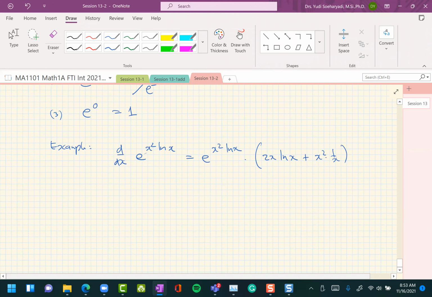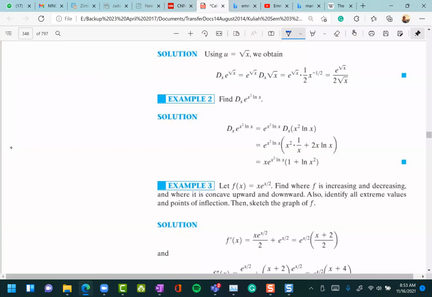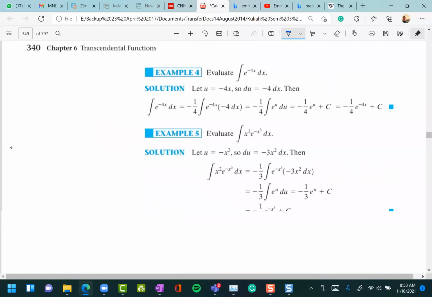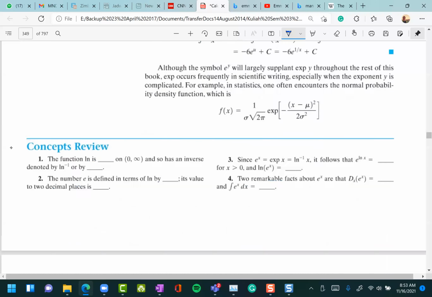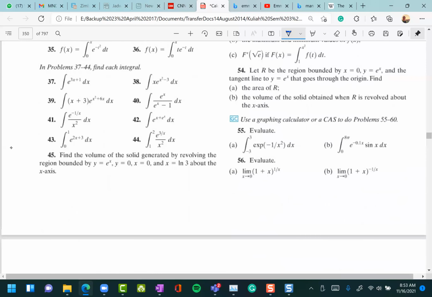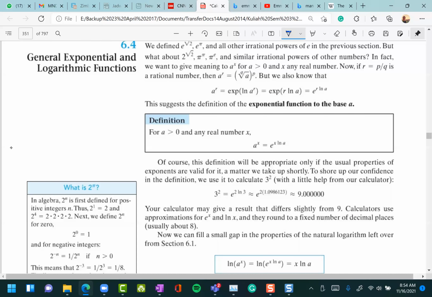Okay, I guess we'll stop here. We'll continue next time with how we define the general exponential and logarithmic functions, section 6.4, and then differential equations. Okay, questions?